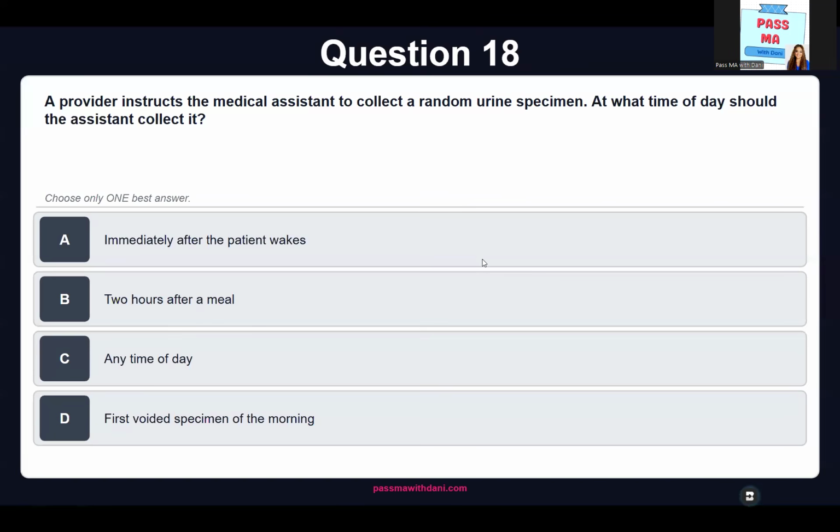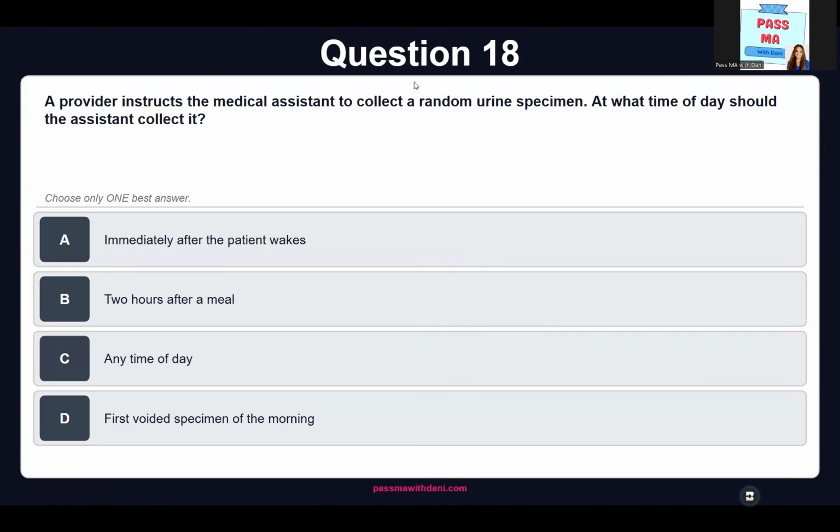All right, guys, question number 18. A provider instructs the medical assistant to collect a random urine specimen. At what time of the day should the assistant collect it? A, immediately after the patient wakes. B, 2 hours after a meal. C, any time of the day. Or D, the first voided specimen of the morning.